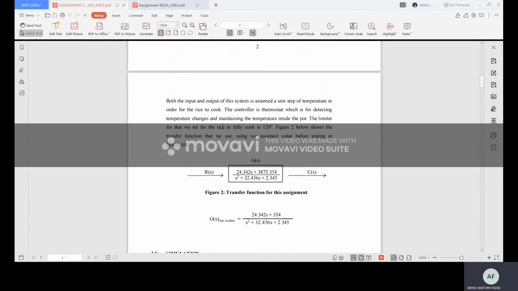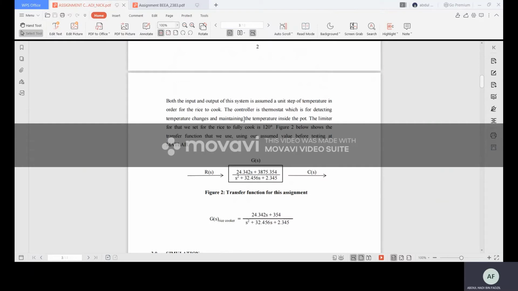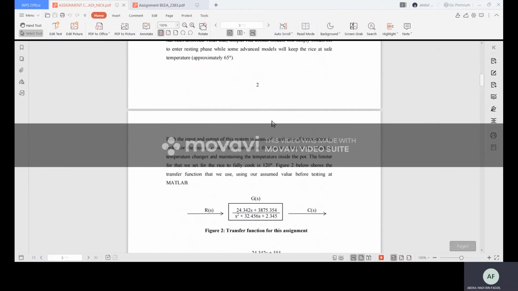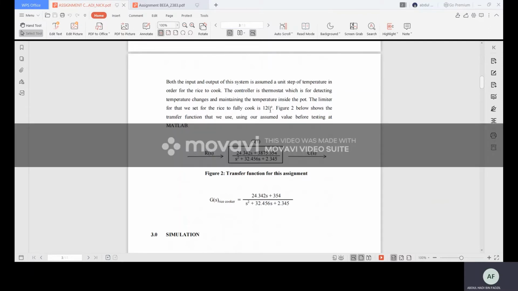Okay, now I will explain about the input, the output and the controller. For the input and the output of the system, adjust the unit step of the temperature in order for the rice to fully cook. And the controller for the system is a thermostat, which is for detecting temperature changes and maintaining the temperature inside the pot, inside the rice cooker. And then the limiter that we set for the rice to fully cook is 120 degrees Celsius.